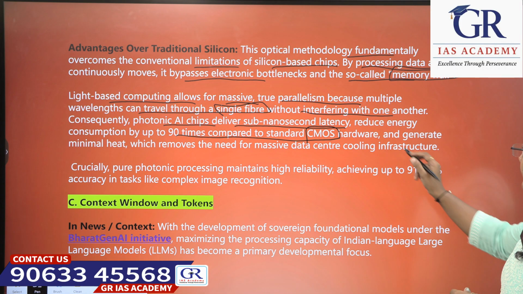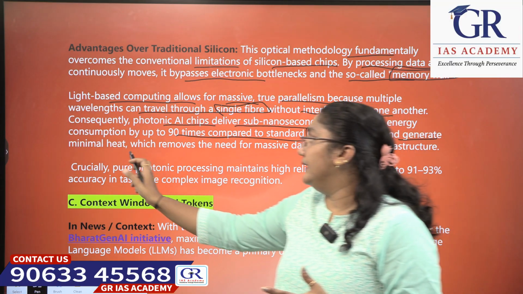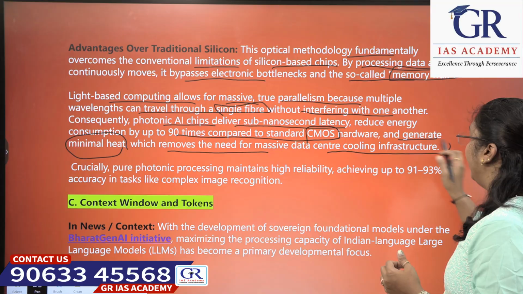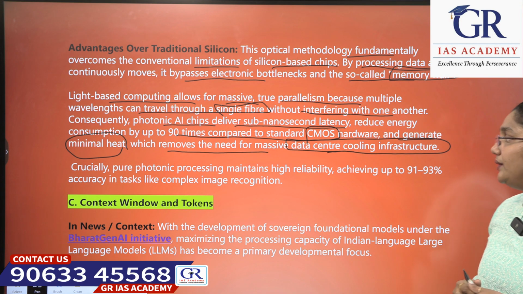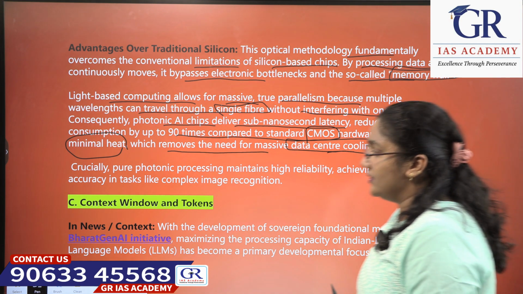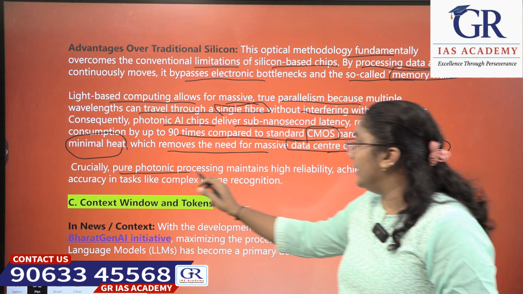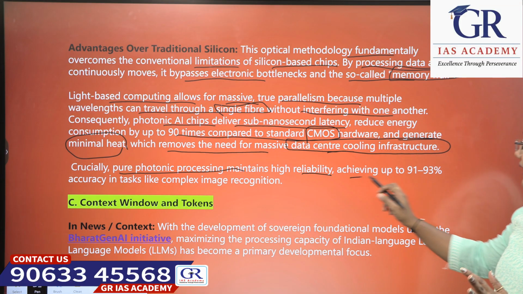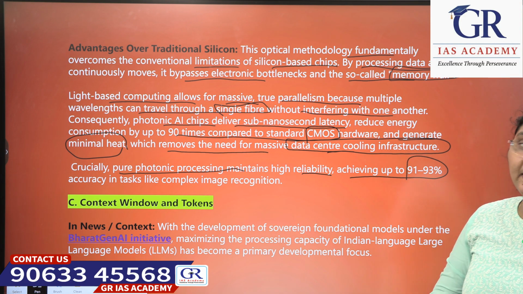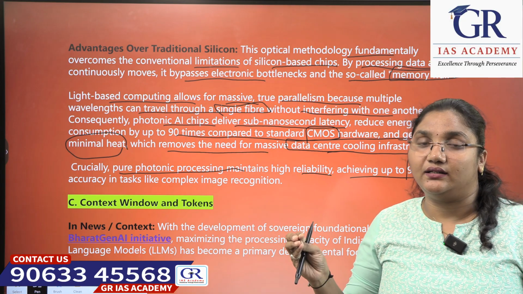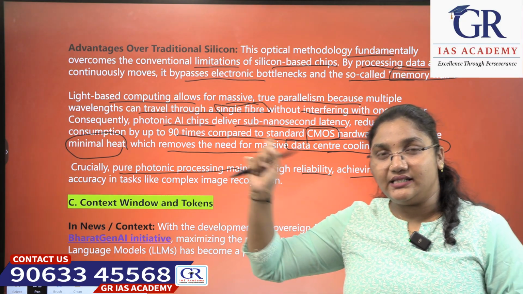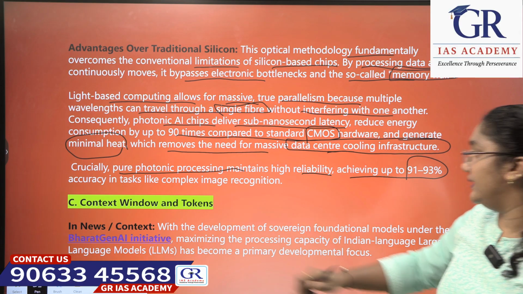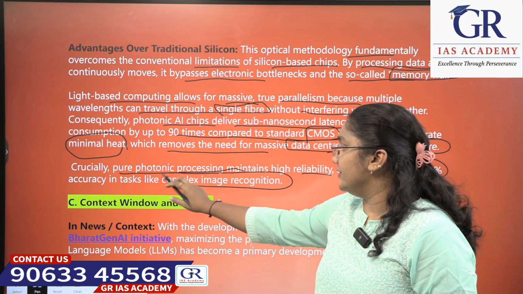Next, they generate minimal heat, which removes the need for massive data center cooling infrastructure. Crucially, pure photonic processing maintains high reliability, achieving up to 91 to 93% accuracy. Very few mistakes occur, only milliseconds of error, but with 91 to 93% accuracy in tasks like complex image recognition.